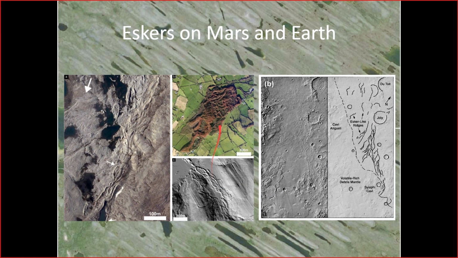You can see this one is in Ontario, if I'm not mistaken, or Michigan. This one right here, we don't know exactly where that is. I think it's either Ontario or Michigan. This one is on Mars. And they are all very similar. They share all the same characteristics, and I don't think that there were glaciers on Mars.